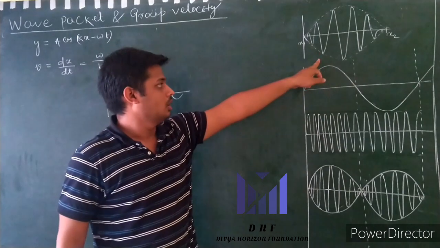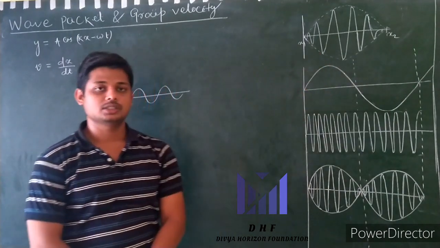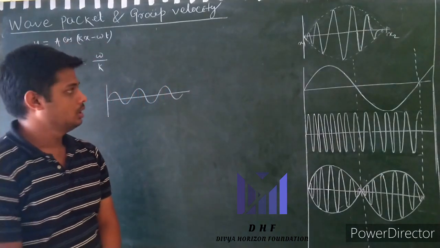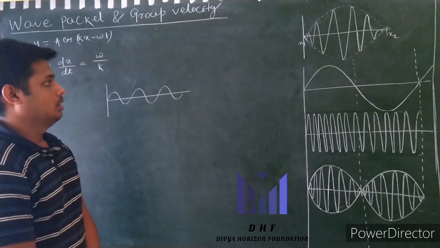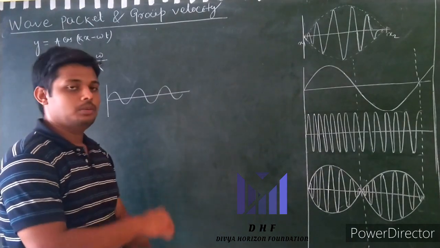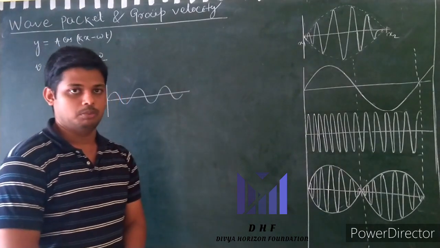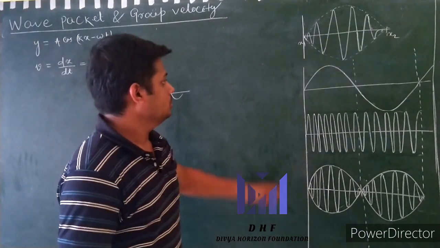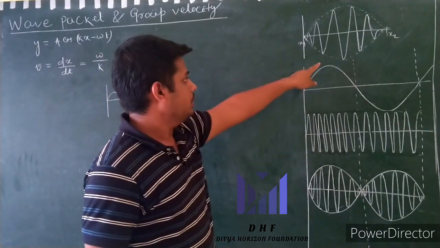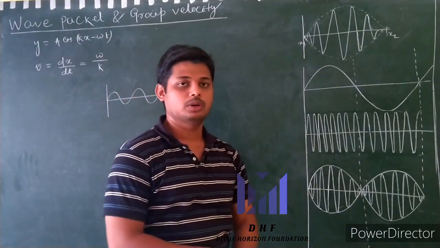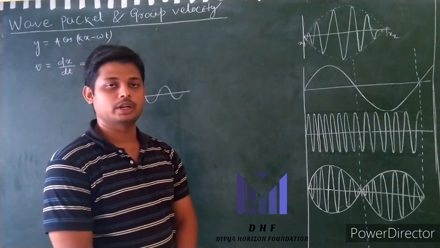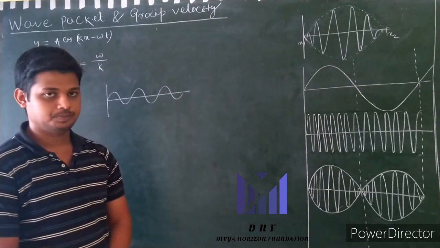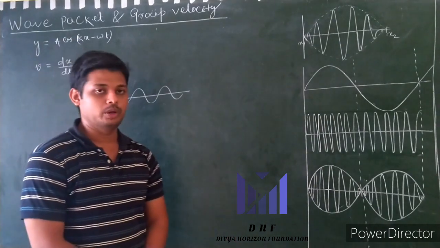This type of figure or wave we call a wave packet. And how is a wave packet formed? A wave packet is formed by the mixing of a number of monochromatic waves at a particular point. If at a particular point a number of sinusoidal monochromatic waves mix together, they form a structure like this. We call it a wave packet.